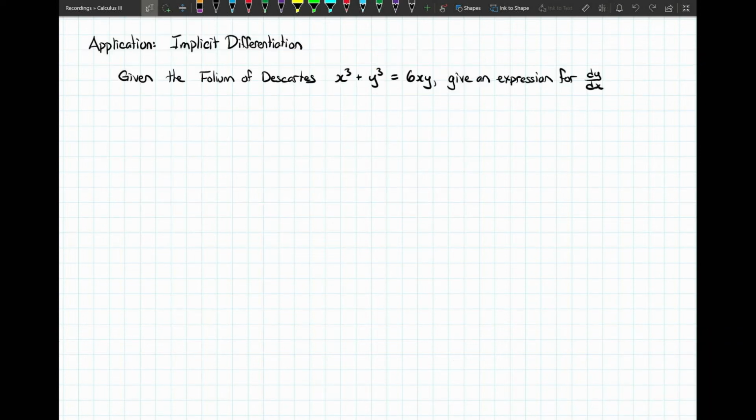If we want to start off with a classic example of implicit differentiation in a class of single variable calculus, you may have seen this folium of Descartes before, and this would be the equation x cubed plus y cubed equals 6xy as an example. It's an interesting looking curve if you were to graph it, but it's definitely not a function, and it doesn't pass the vertical line test.